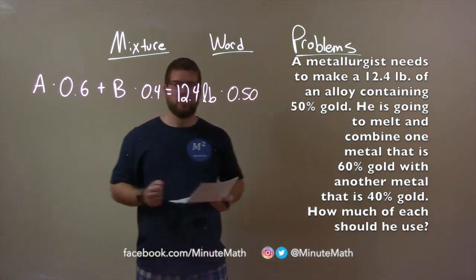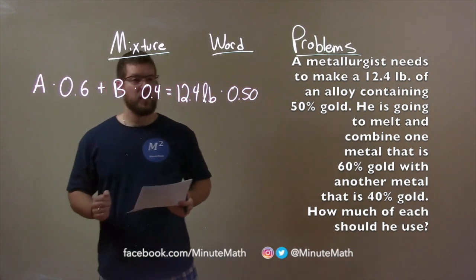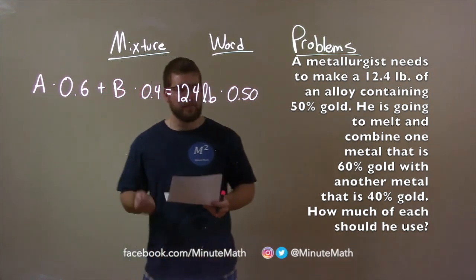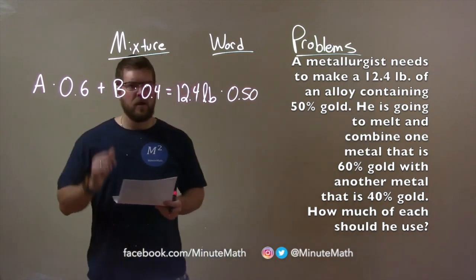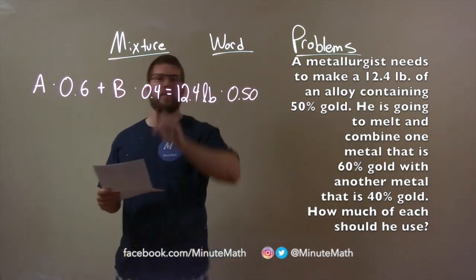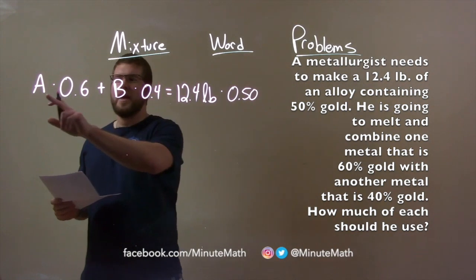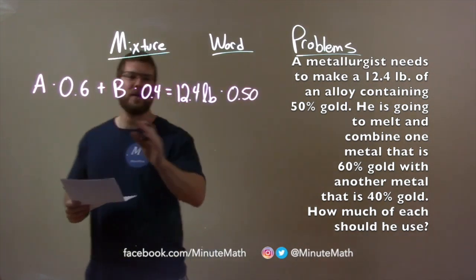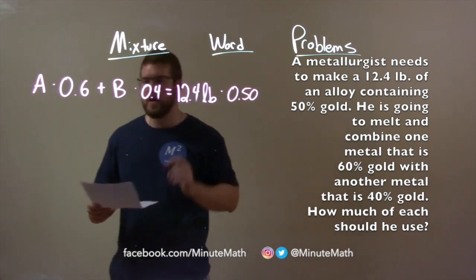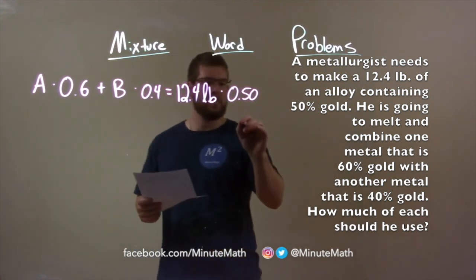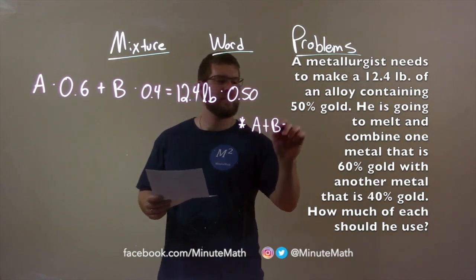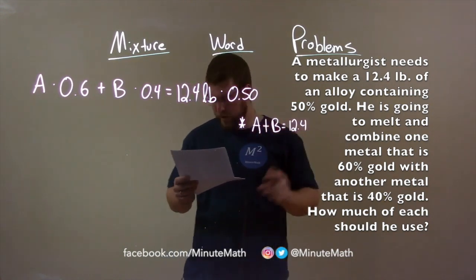Well, we have an equation here, but we have two variables, and I know I can't actually solve for any one of these variables specifically without a second equation. So we need to make another equation, which I'll put up here. One thing we know is A plus B, the pounds of our metals combined, is a total of 12.4. So a little side note here, make a little note to myself here. Okay, we know that A plus B equals 12.4.